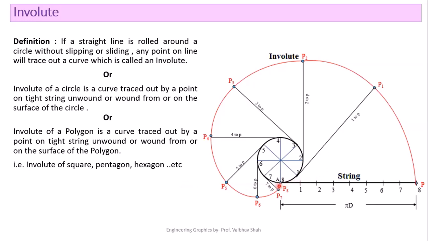So in the nomenclature of polygons, we'll have one string or one straight line which is of exactly the same length as the circumference of the object. So here, if our object is a circle, we'll draw this string equal to pi d in length. Let us suppose we have a square. The circumference of the square would be 4 into length, 4L. So we will take the 4L length of this string or line.